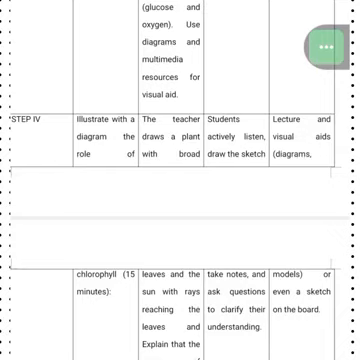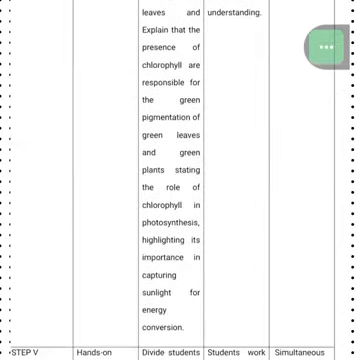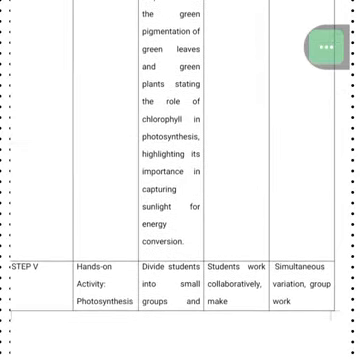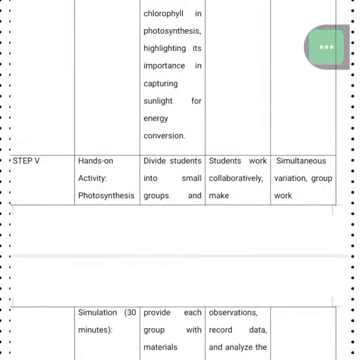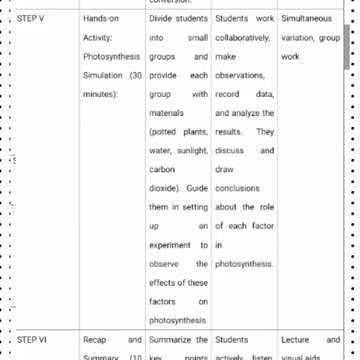Then after the step 4, the next one I have is step 5. Under the step 5, I have the hands-on activity, photosynthesis simulation. This one I say is going to take me 30 minutes. And then under the teacher's activity, I stated what I am going to do, as you can see. And then also I stated what the students will do for me. And then I also stated the teaching method I'm going to use, which is what? Simultaneous variation and group work.